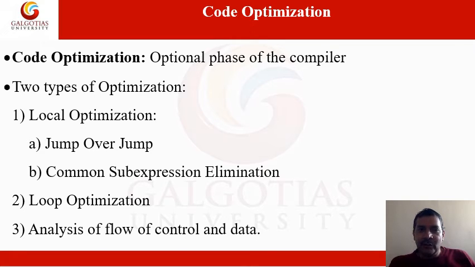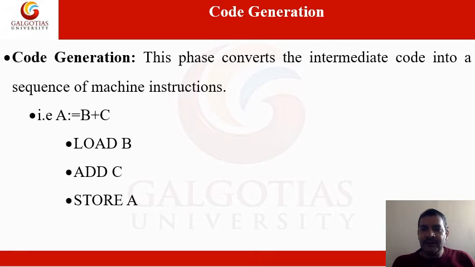Next is your code optimization. Again I am telling you, this phase is the optional phase of the compiler. The types of optimization are local optimization and loop optimization. Local optimization can be further categorized into 2 parts. The first one is jump over jump. The second one is common sub expression elimination. We will discuss jump over jump and common sub expression elimination in later slides. Next is loop optimization, where we will discuss a loop invariant variable. And the third one is analysis of flow of control and data. This is all about code optimization.